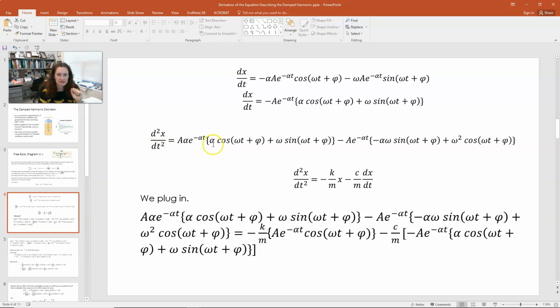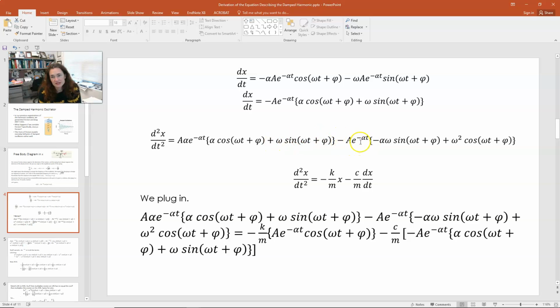So I have d squared x dt squared, and now I've got the product rule that I have to apply on dx dt. So for my first function, I have this minus A e to the minus alpha t, and then for my second function, I have the stuff in the curly brackets here, alpha cosine omega t plus phi plus omega sine omega t plus phi. All right. So taking the derivative of the decaying exponential first, I'm going to have minus alpha times minus A e to the minus alpha t, which gives me A alpha e to the minus alpha t, and then times the stuff inside the curly brackets, leaving it alone. Alpha times cosine omega t plus phi plus omega sine omega t plus phi.